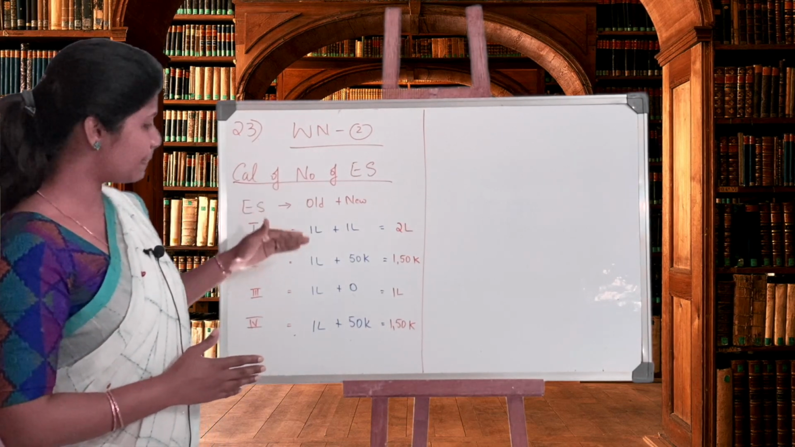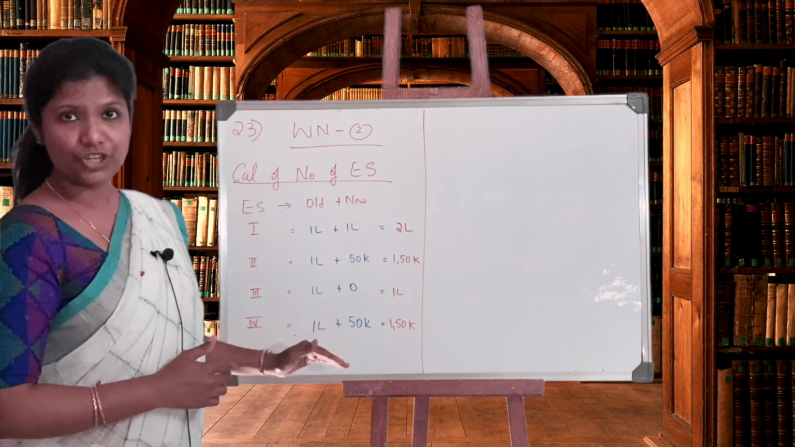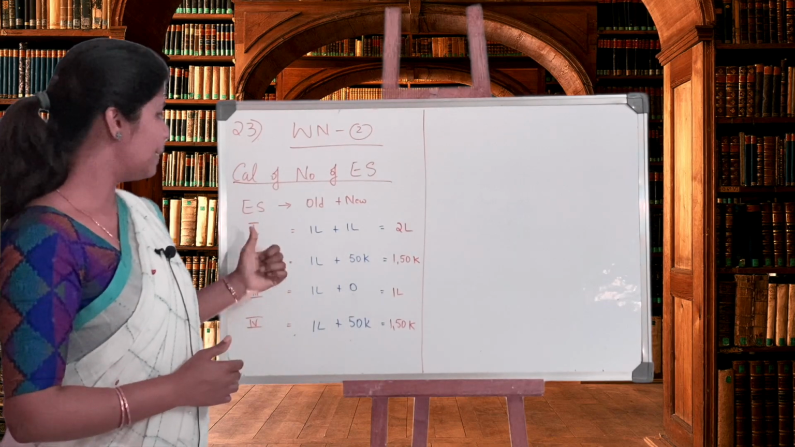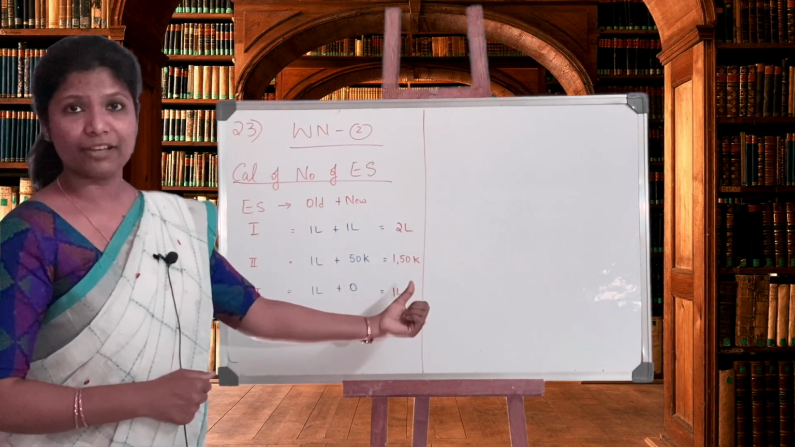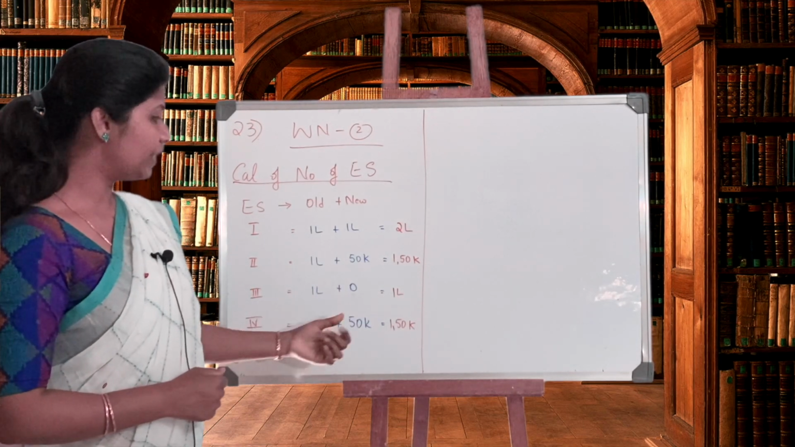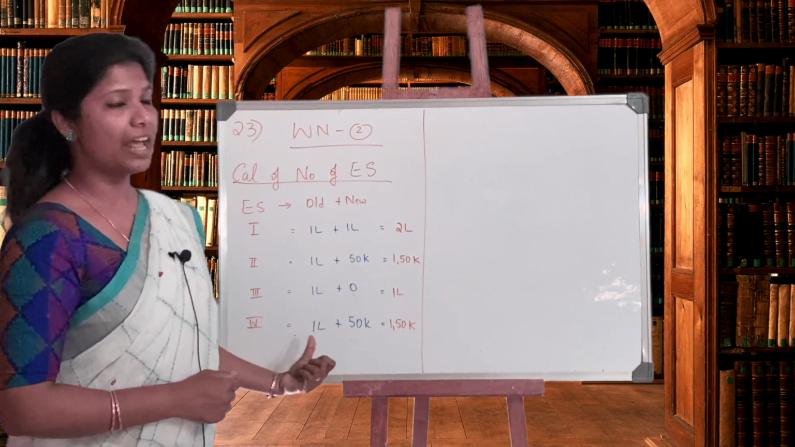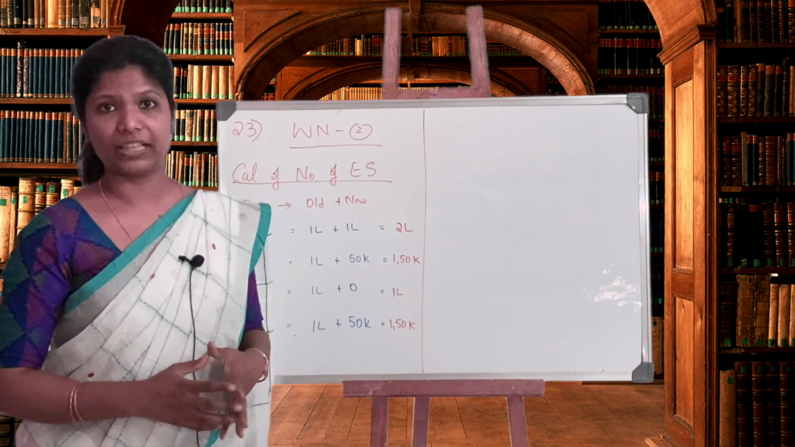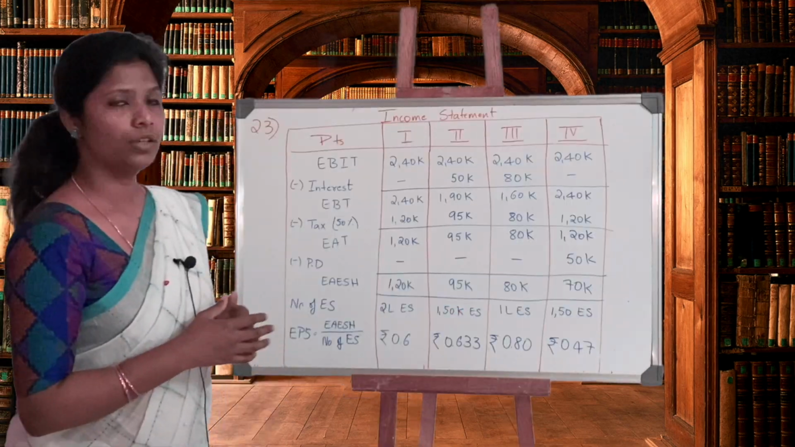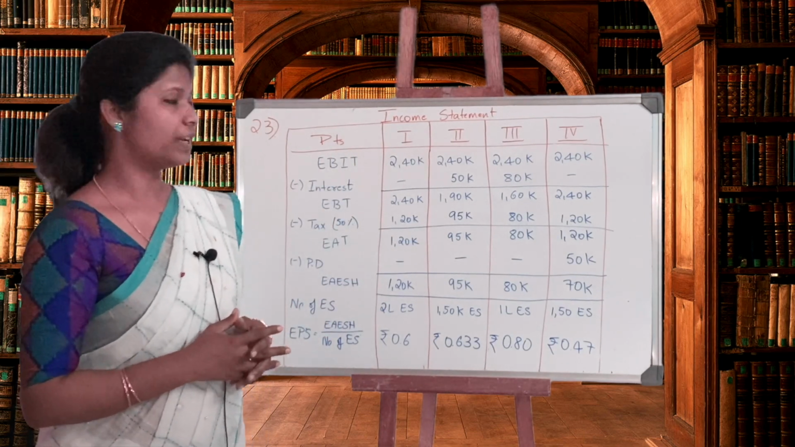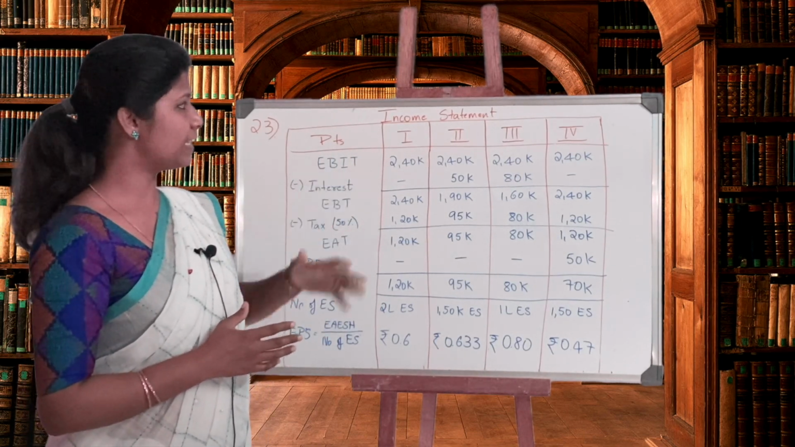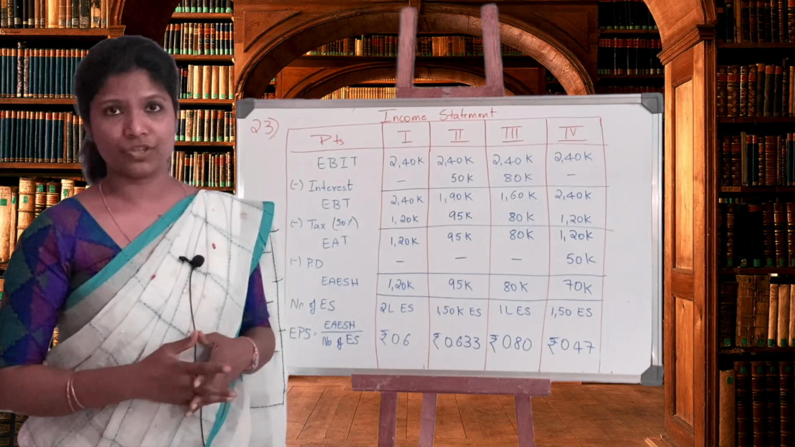So these are the respective number of equity shares according to the plan. Plan 1, 2 lakh equity shares. Plan 2, 1,50,000 equity shares. Plan 3 is 1 lakh equity shares. And Plan 4 is 1,50,000 equity shares. So we have completed our working notes. Moving to the income statement, right? We have arrived at EBIT, which is given in the question.